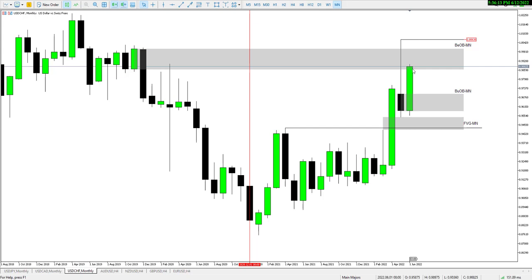Now, with that in mind, with the strong dollar being forecast for the next month or so, or most probably up until ECB start increasing their rates, we should have a very strong dollar. With that in mind, our draw on liquidity is to the upside. And if you look on USDCHF on the monthly chart, we've got the high of May.